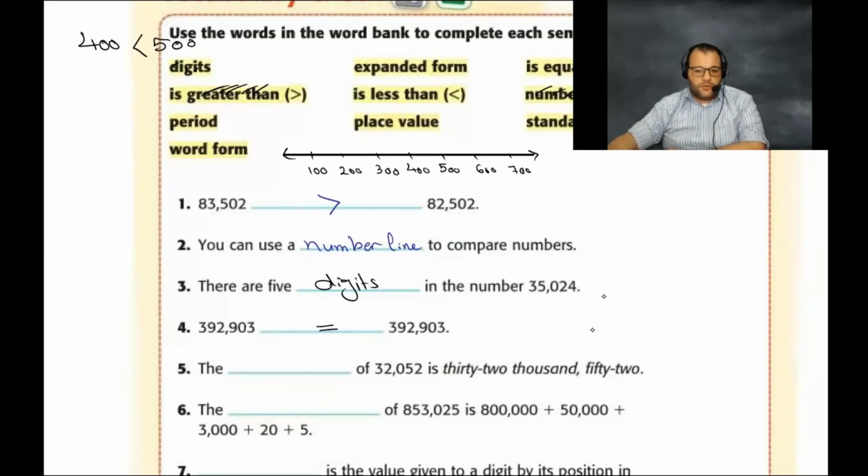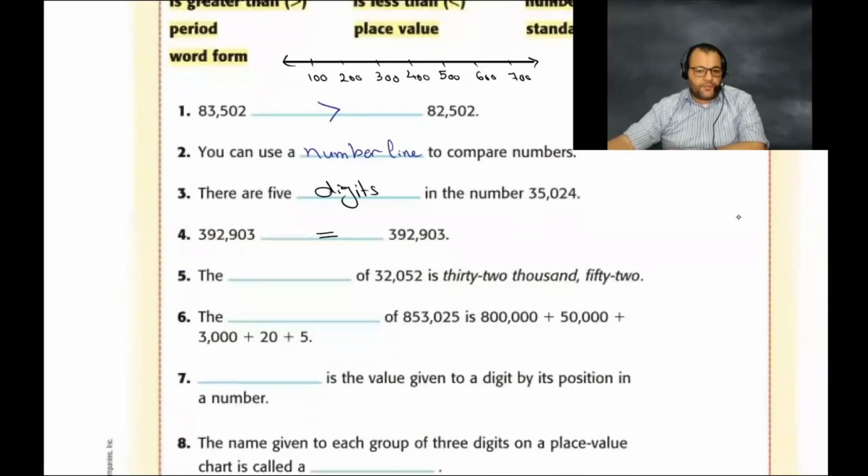392,903 is equal to 392,903. Thanks. Okay, for the next one, number five. Taha. Yes. Okay, question number five, please.